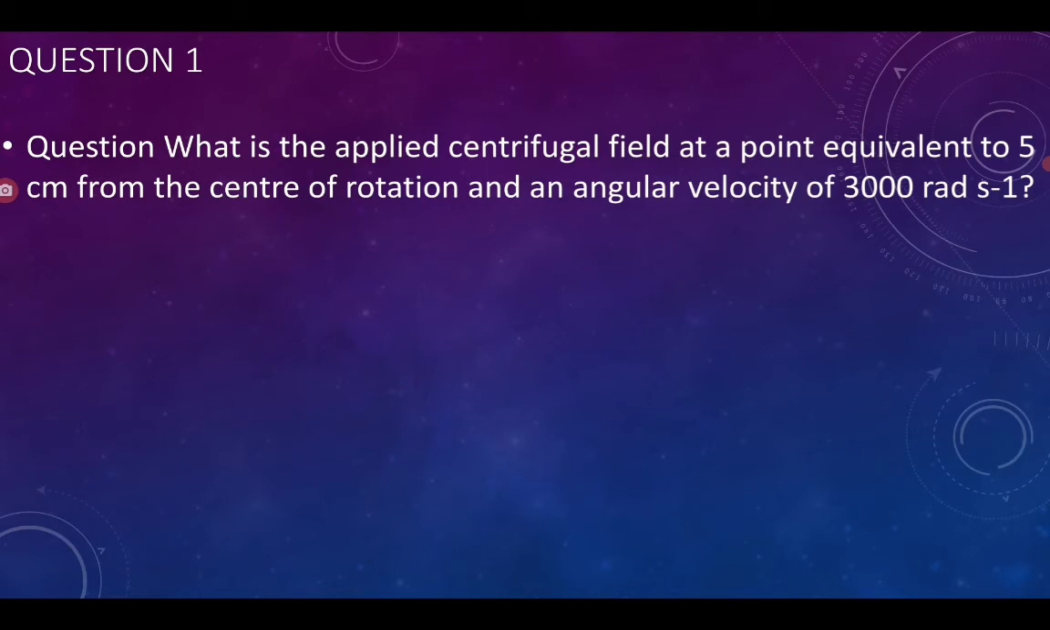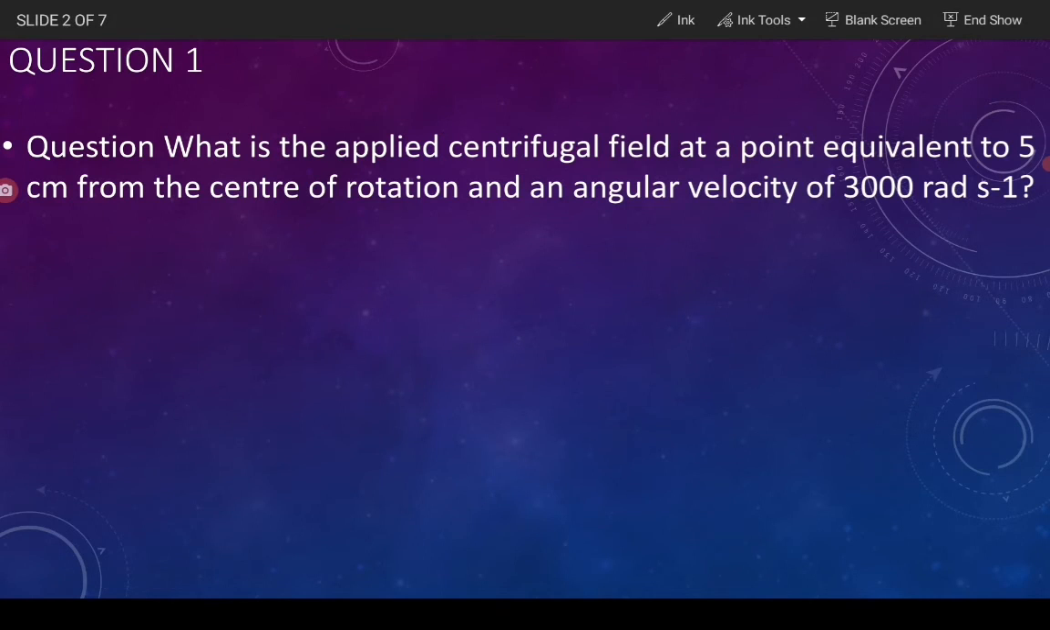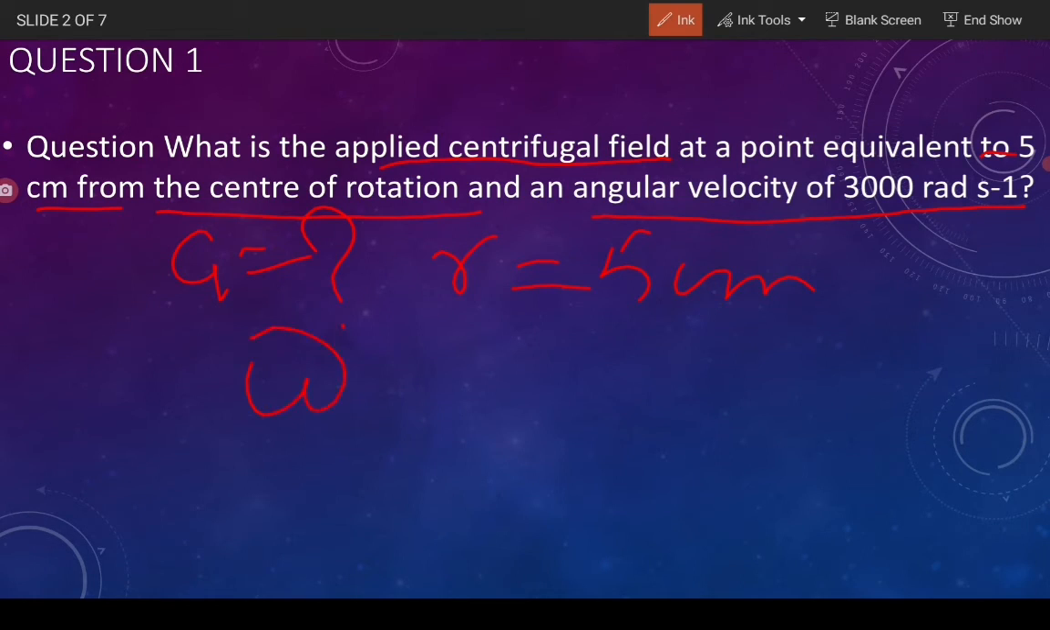The first question is, what is the applied centrifugal field? We need to find the applied centrifugal field at a point equivalent to 5 centimeter. So r is 5 centimeter from the center of rotation and angular velocity is 3000 radian per second. So we need to find g. We know r is 5 centimeter and we know omega, angular velocity, is 3000 rad per second.